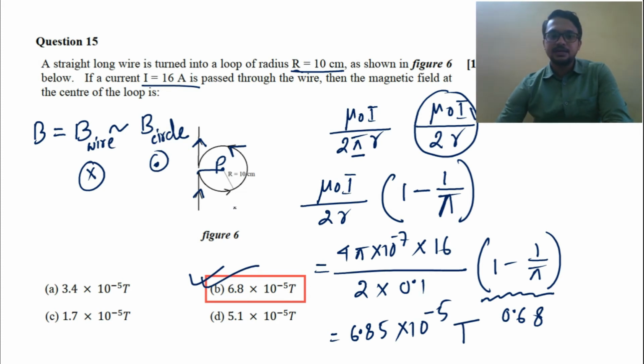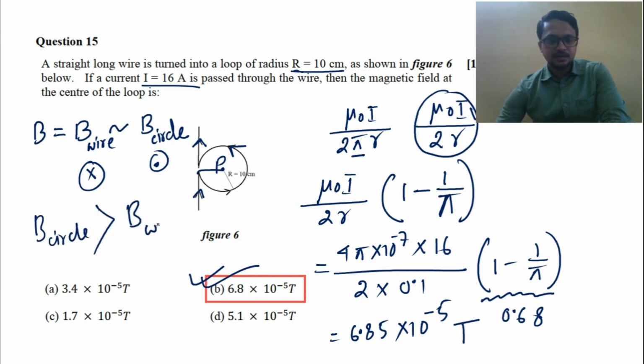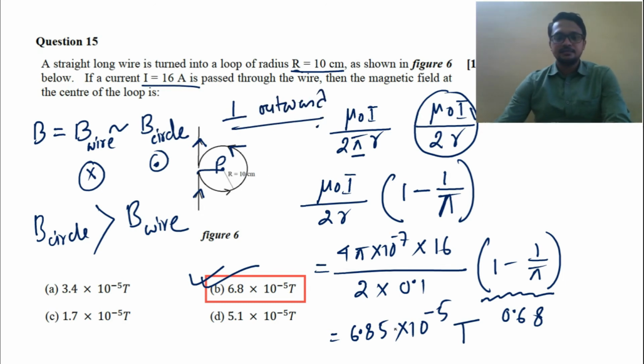If you are asked about the direction, circle 1 is the bigger. B circle is bigger than the other. Now B circle is coming perpendicularly outward, so direction will be perpendicularly outward. Fine, this is the calculative question.